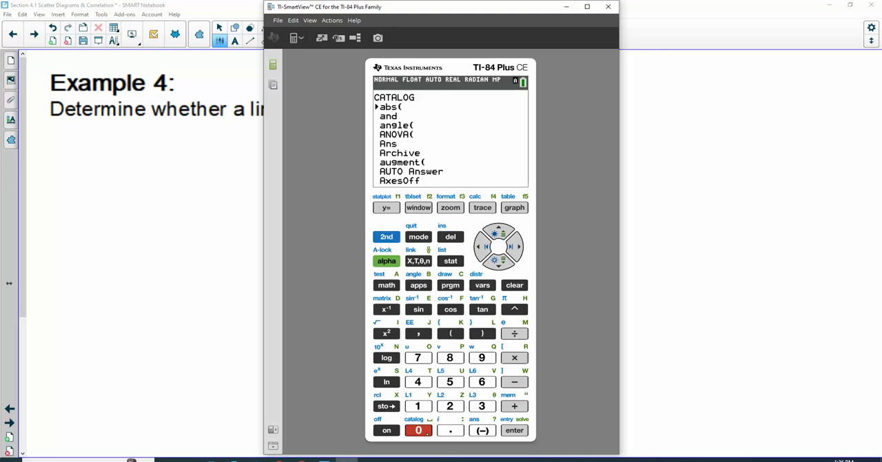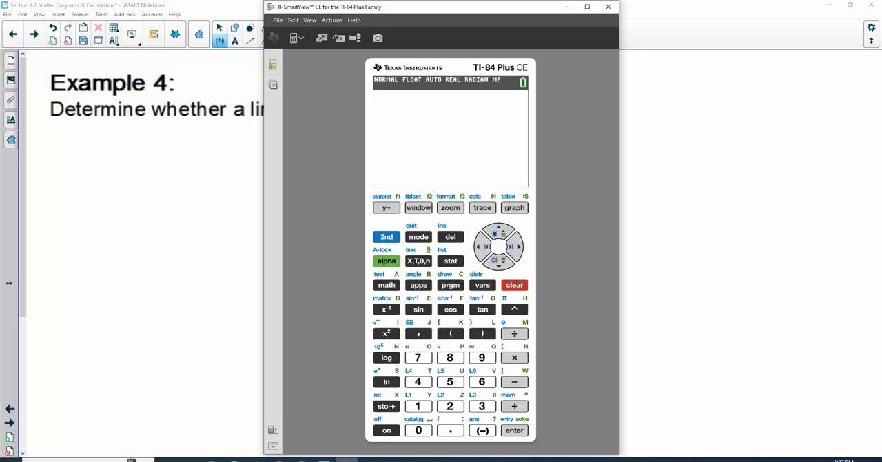We need to go all the way down to the D's. We want diagnostic on. So we hit enter. It'll tell us diagnostic on, hit enter, done. We're good.